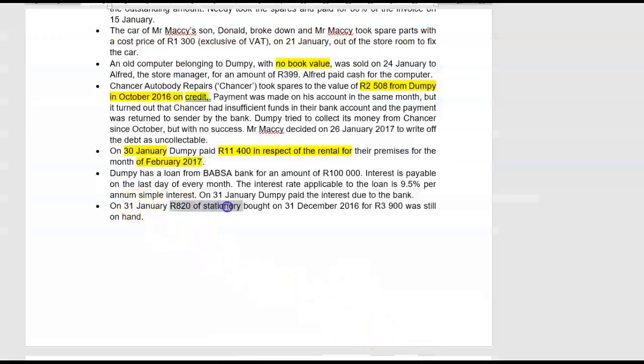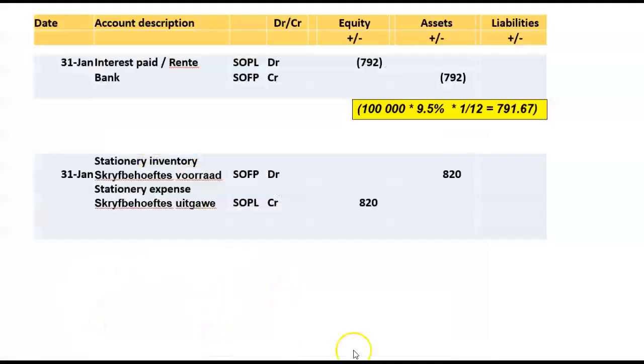On 31 January, 820 Rand of stationery bought on 31 December 2016, the previous month, was still on hand, though the initial expense was 3,900, but we accounted for that in December. So at the end of January, there's still 820 Rand of that stationery left. So we want to create an inventory account, statement of financial position, with the inventory on hand of 820. So it's a debit. Where's the counter leg? The counter leg is against the stationery expense account in the statement of profit or loss. We're going to credit that account, so that will be an increase of equity of 820 Rand.